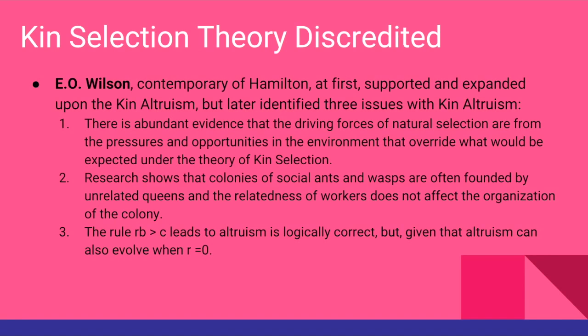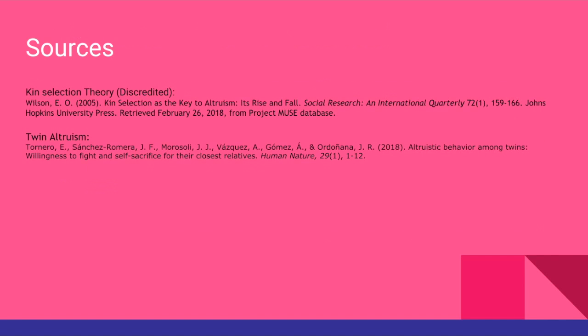Secondly, research shows that colonies of social ants and wasps are often founded by unrelated queens, and the relatedness of workers does not affect the organization of the colony. Finally, the rule that RB is greater than C leads to altruism is logically correct, but altruism can also evolve when R equals 0, thus making it false.